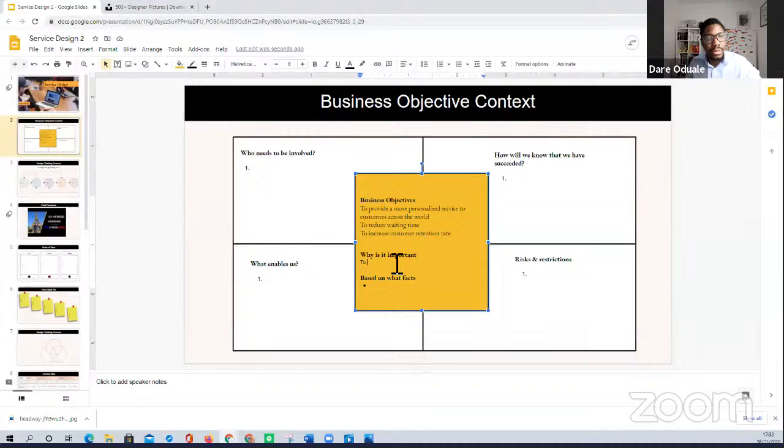Yeah, so this is already a solution, improve customer engagement. This is one of the ways they will do it. Why is it important? Something like Siri that can interact. Guys, stop giving us ideas about how to make the service better yet. What we want at this point is just, what are we trying to do? What are we trying to achieve? So why are these objectives important? Why is it important to personalize your service? Why is it important to reduce waiting time? Why is it important to increase customer retention?